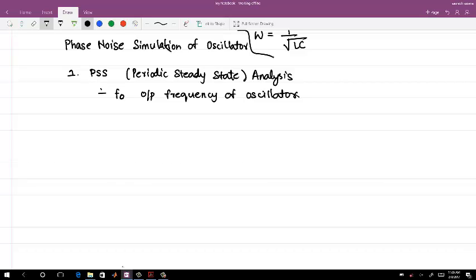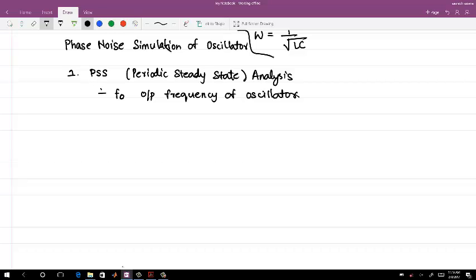And how do you know what the output frequency of the oscillator is? You make a ring oscillator or any oscillator and run a transient simulation. You find the period or an average period. This is without noise. So you run the transient simulation on an oscillator in the absence of any noise, and you find the oscillation period.